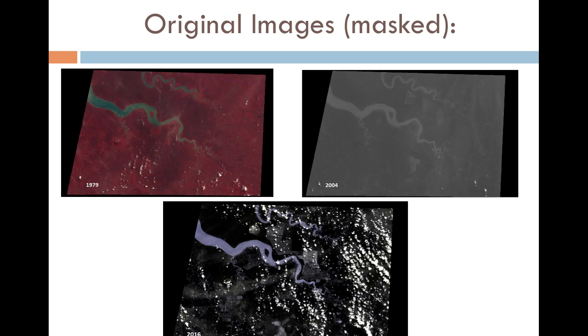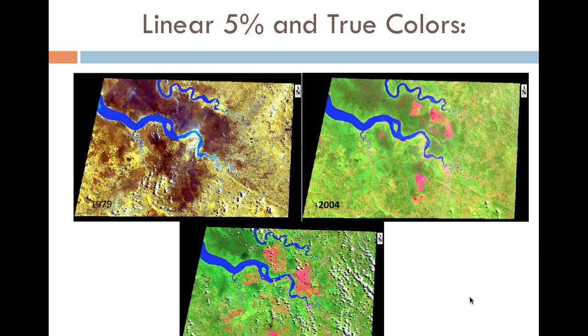These are my 3 original images as they're masked, and you could see my area of focus right over here. To make the image a lot more visually appealing, I used a linear 5 stretch and added the true colors. As you can see, I have different colors of forests, so I had separated them into 2 different ROIs. I had Forest 1, it being this darker one, and Forest 2 being this lighter area all over here.